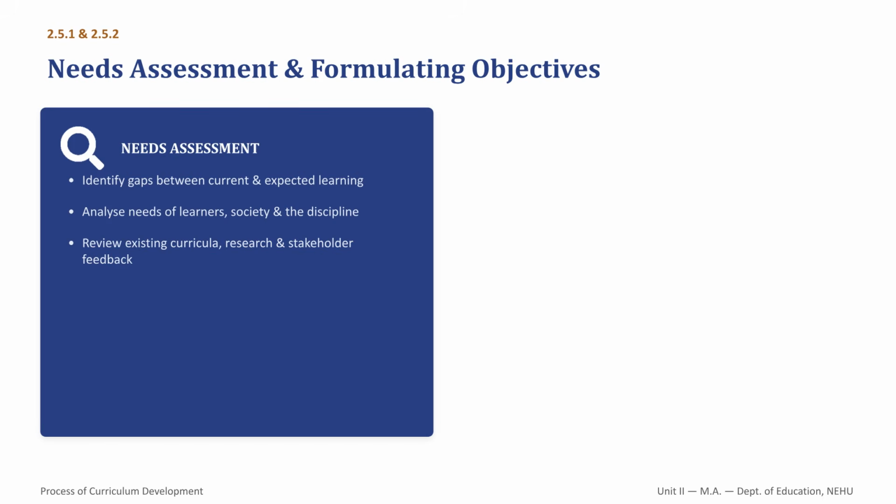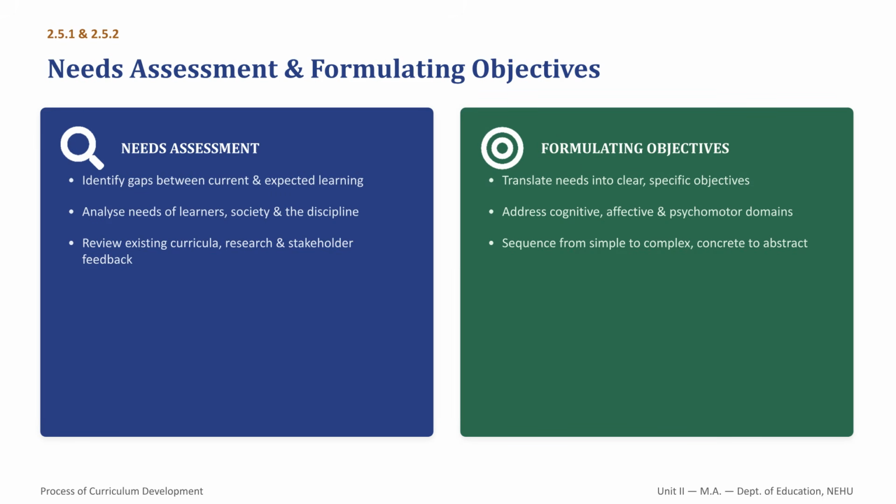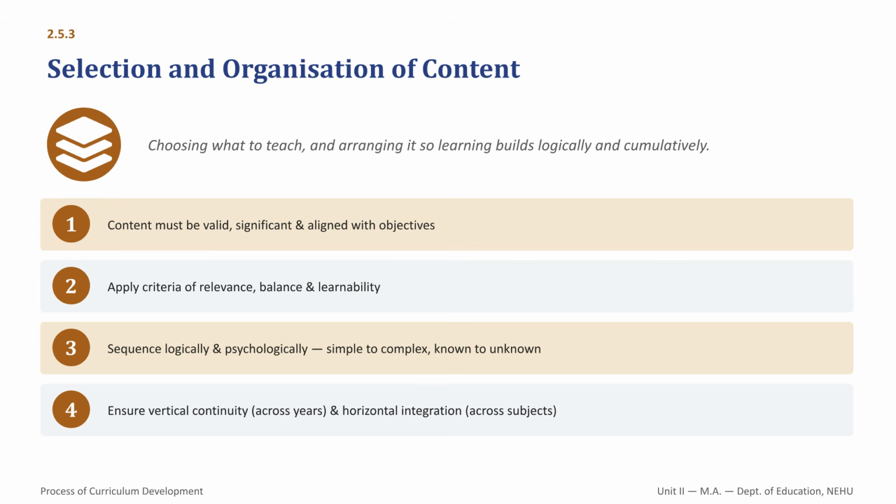Once those gaps are clear, we formulate specific objectives that address cognitive, affective, and psychomotor domains, sequenced logically from simple to complex. Content selection and organization involve choosing what to teach and arranging it so that learning builds logically. Key steps include ensuring validity and alignment, applying criteria like relevance and balance, and maintaining both vertical continuity across years and horizontal integration across subjects.